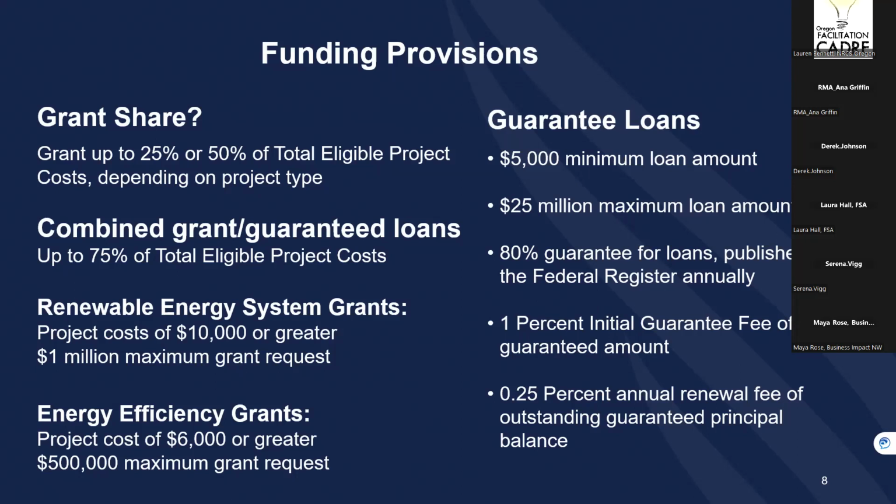You can also see on the screen the funding provisions for renewable energy systems and energy efficiency improvement grants. For renewable energy systems, it's a $1 million maximum grant request, and then it's $5,000 maximum for energy efficiency.